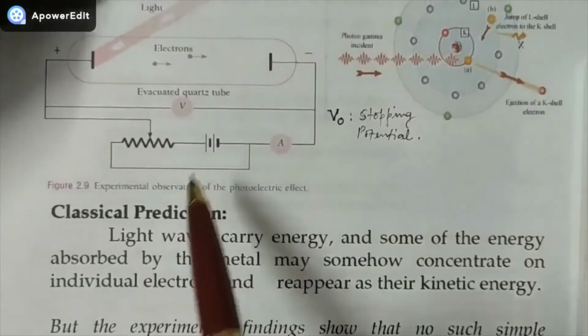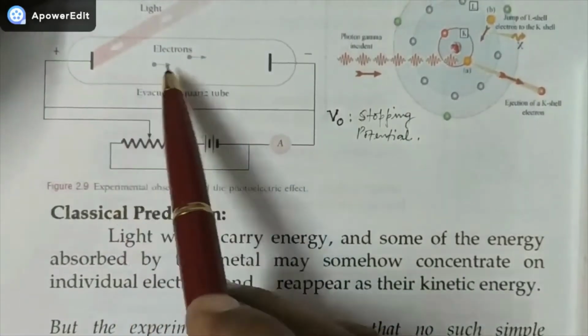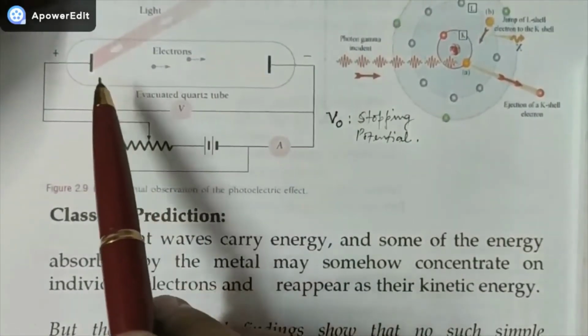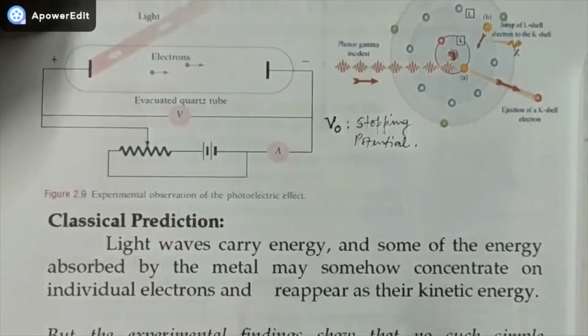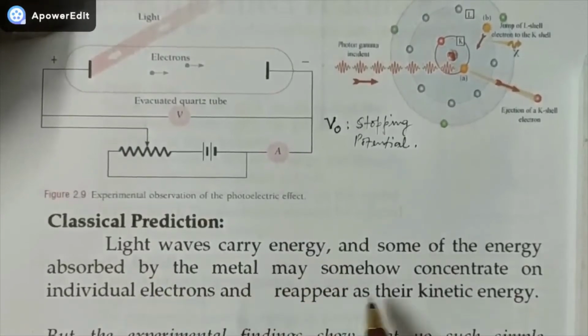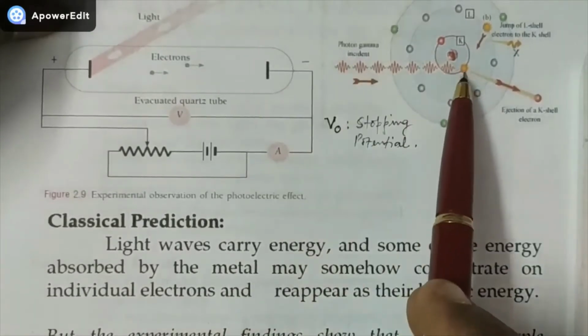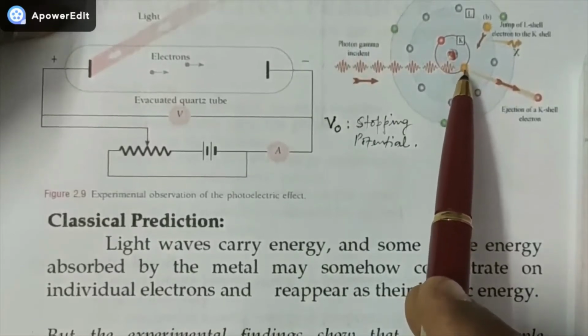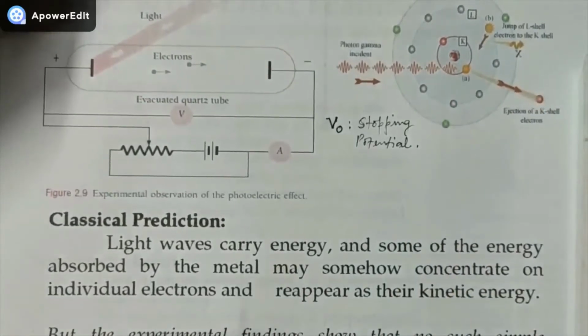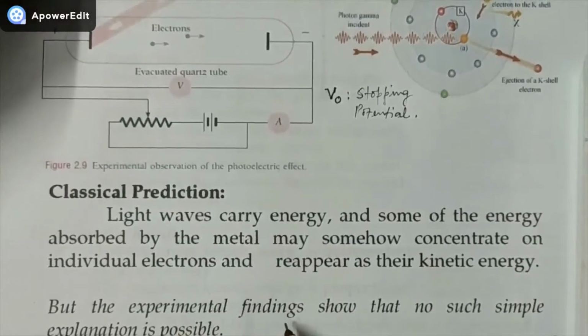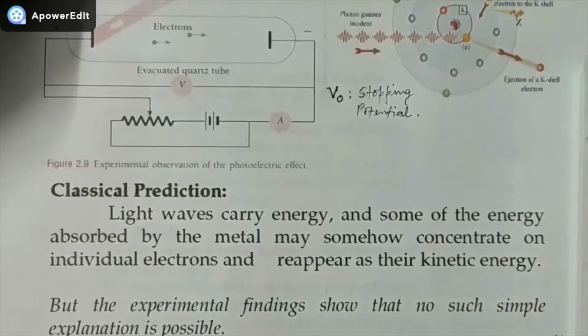There is no problem in explaining how the electrons are coming out from the metallic surface when light is shining on it. Classically, it's very easy to explain that a wave carries energy, and energy is somehow absorbed by the metal and the individual electron, and if there is extra energy beyond the binding energy, it appears as the kinetic energy of this electron. But the experimental findings we will see later show that no such simple explanation is possible.